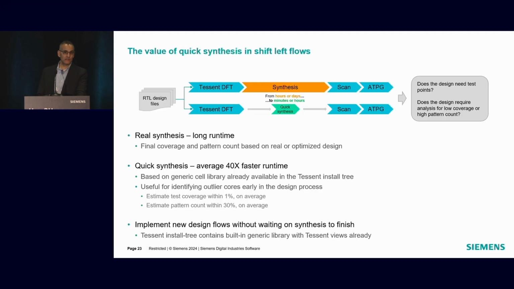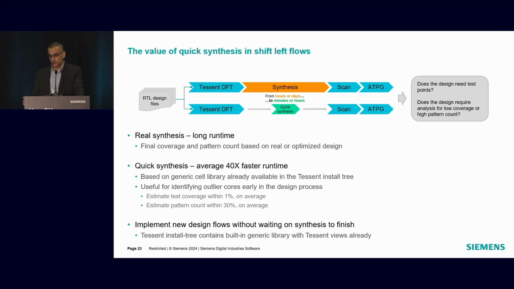Quick synthesis. So I mentioned quick synthesis, which is the engine that the tool uses to initially do a quick synthesis of the RTL and then do some of this analysis. What we've seen is that you can actually save a lot of time and be much more productive in your flow if you also take advantage of the quick synthesis that's built into the tool. It's about 40 times faster than doing a full optimization with your synthesis tool. So real synthesis takes a long time, and quick synthesis is much faster.